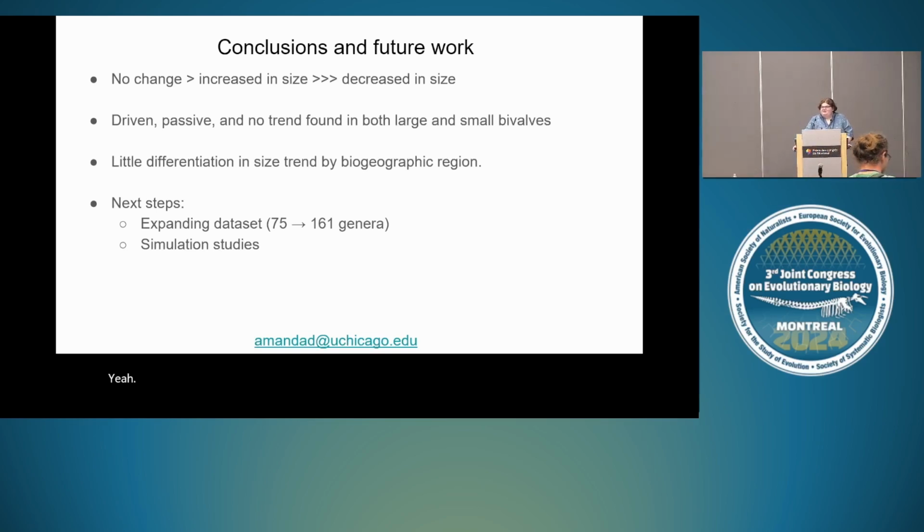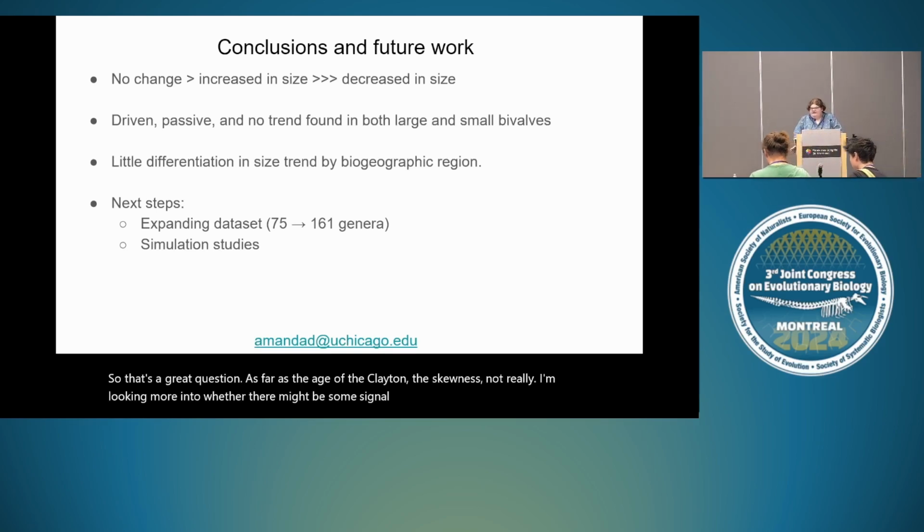So that's a great question. As far as the age of the clade and the skewness, not really. I'm looking more into whether there might be some signal for the age of the clade and at least the direction of their size change.